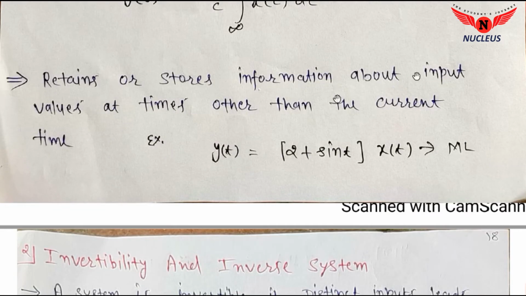You can see here they retain or store information about the input value at times other than the current time. Another example of a memoryless system is y(t) = (2 + sin t) x(t). When you put t equal to 0, sin t becomes 0, so it is 2 into x(0). So y(t) depends on the current value of x(t). So this is an example of a memoryless system.